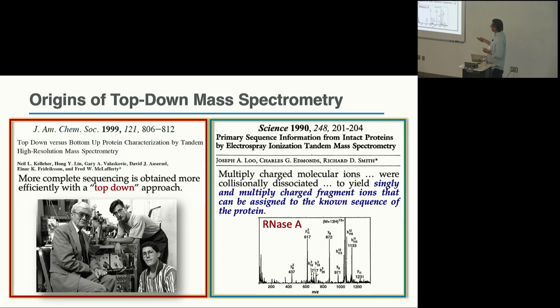That was 1990. It wasn't until 1999 when Fred McLafferty published this paper, top-down versus bottom-up protein characterization by tandem high-resolution mass spectrometry. He coined the term top-down mass spectrometry. In fact, this paper, I believe, also coined the term bottom-up mass spectrometry, so this paper is useful for both terms. He outlined the utility of top-down mass spectrometry, where you can get sequence information directly by this method. We weren't smart enough to come up with the top-down term, otherwise it would be in this paper. I trained with Fred, so it's fine that Fred came up with this term.